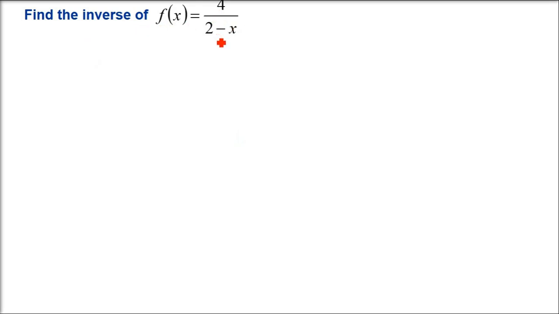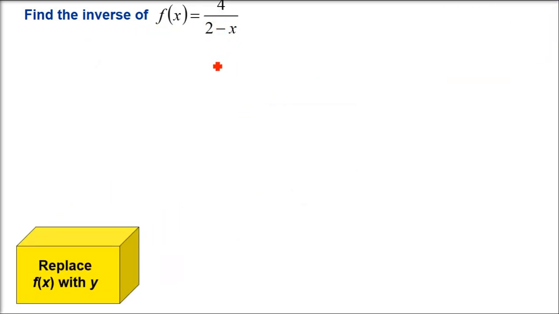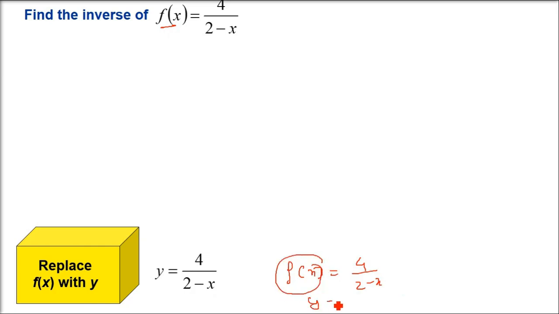You want to find the inverse of 4 by 2 minus x. So the first step is to replace f(x) with y. y equals 4 by 2 minus x. This f(x) was 4 by 2 minus x, and we replace it by y. This is the first step.